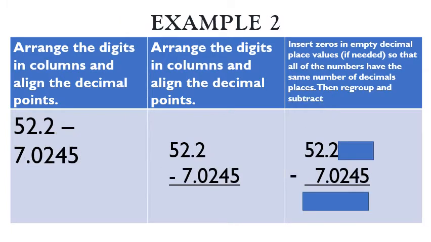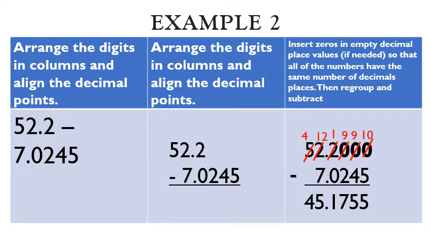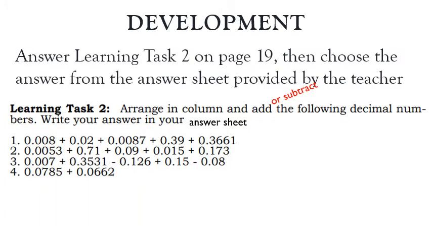Let's try example 2. Arrange the digits vertically or in column, then insert 0, then subtract. Make sure that you regroup digits that are lower than the digits to be subtracted from. Answer learning task 2 on page 19, then choose the answer from the answer sheet provided by the teacher.